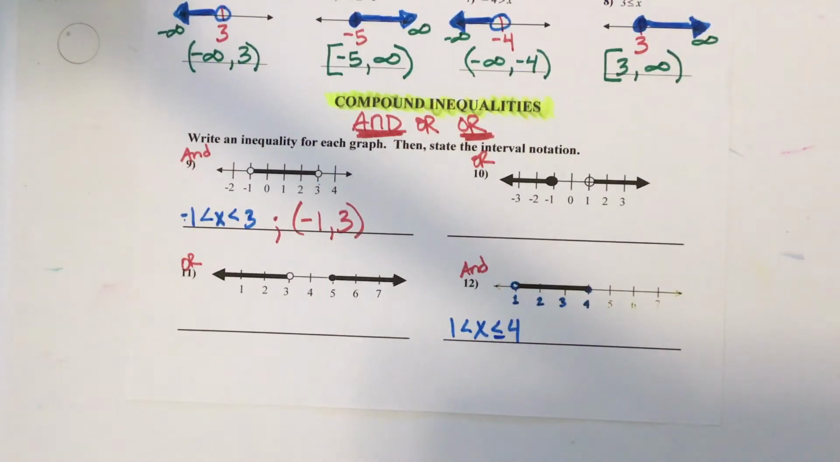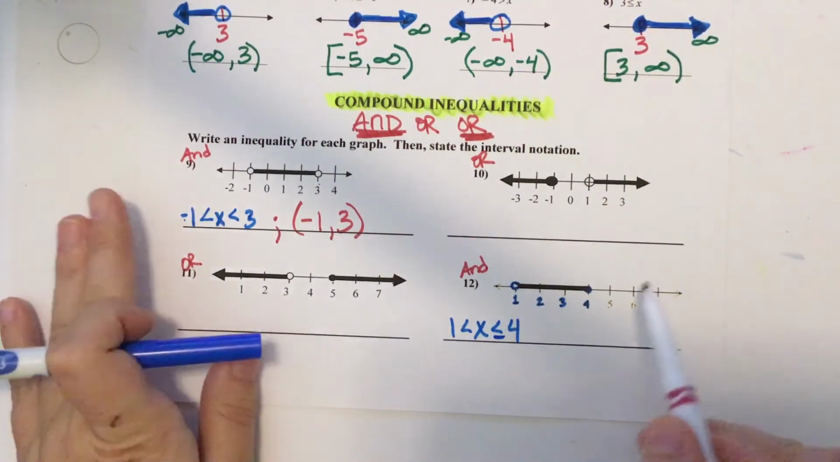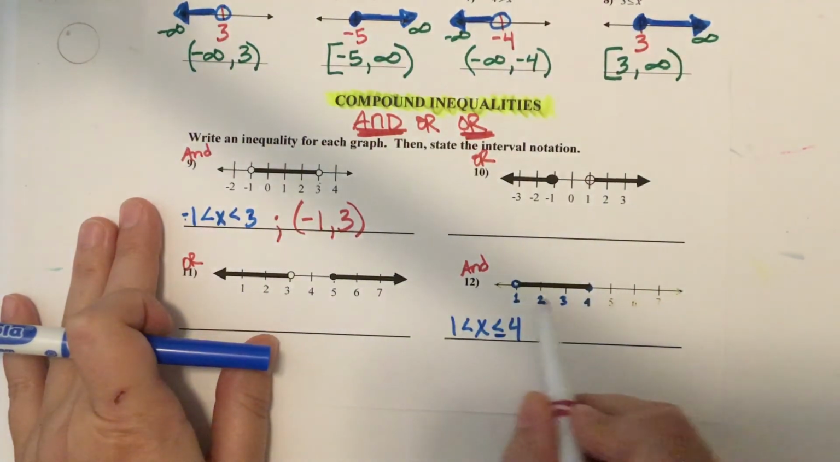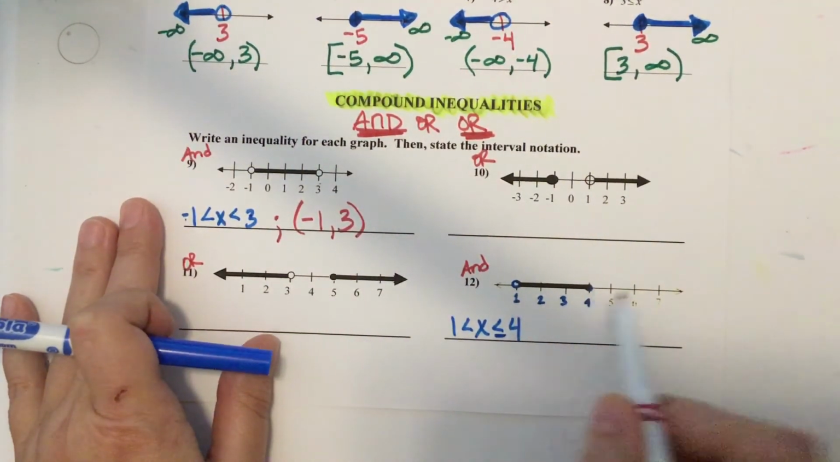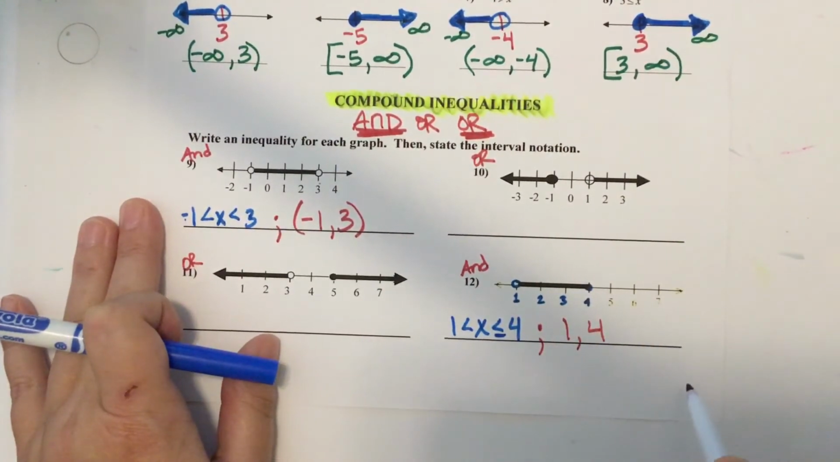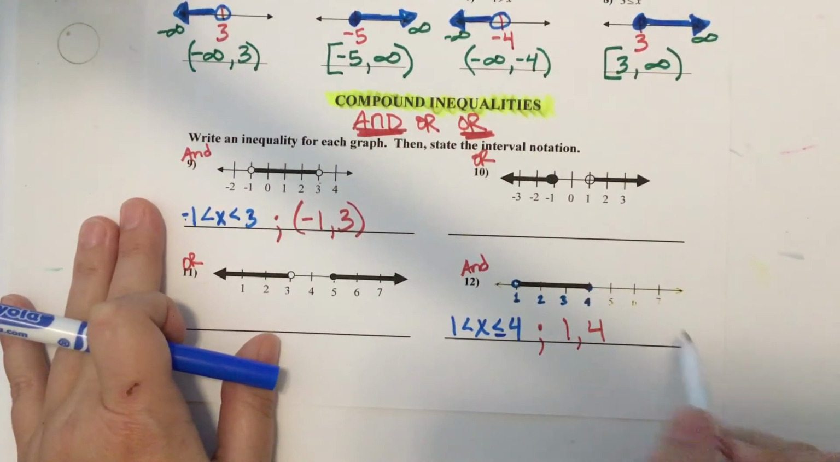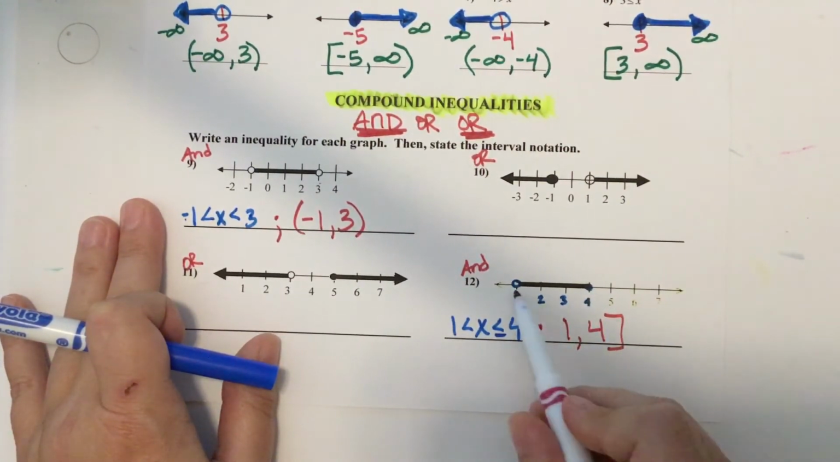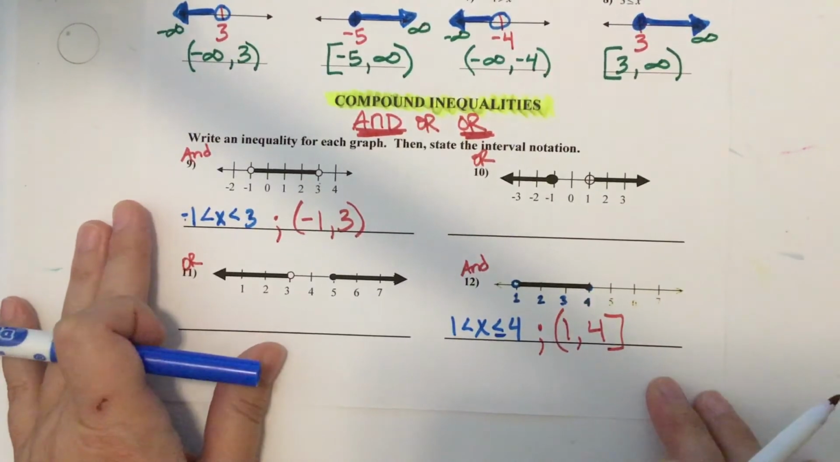Okay, interval notation. There's no infinities because there's no shading forever to the right or no shading forever to the left. The shading's just between 1 and 4. So it's just 1, 4. Which one gets the bracket? The 4 gets the bracket. So closed circles are brackets and open circles are parentheses.